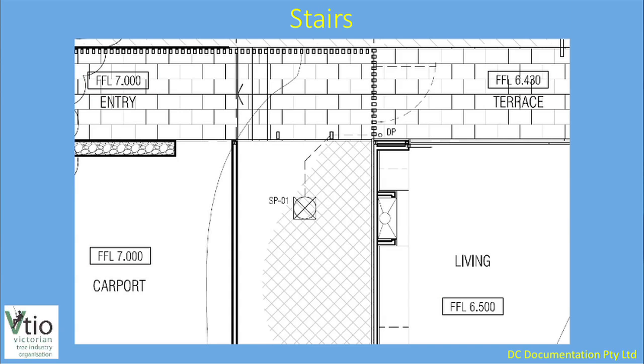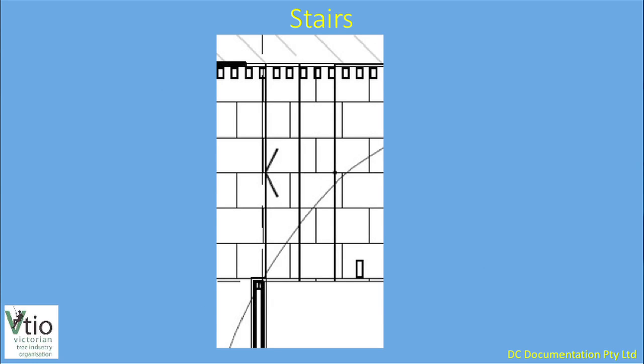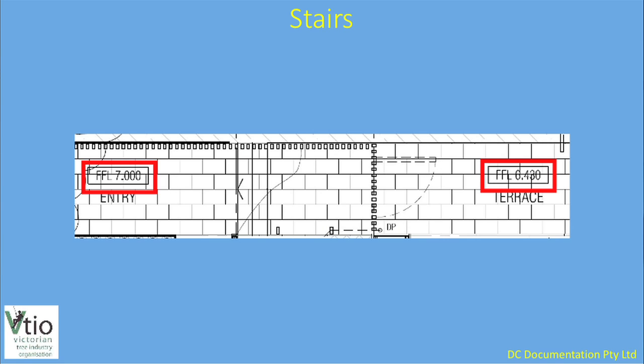So stairs, here are our stairs, a couple of markings, a couple of lines and an arrow. The arrow is telling us which way the stairs are going. In this case the stairs are going up to the left, and we sort of know that because we've got our finished floor levels of 7.00 on one side and 6.4 on the other, so we can tell those stairs, do some maths, those stairs are about 18 centimetres high each as we're stepping up.